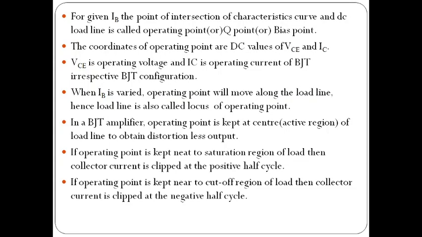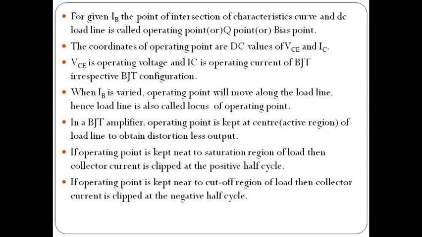In a BJT amplifier, the operating point is kept at the center of the load line. Why? Because I said three points, P, Q, R. P is closer to the saturation region, Q is the middle of the active region, and R is closer to the cutoff region. To operate the BJT as an amplifier, we must keep the transistor in the active region. So we must keep the operating point at the center of the active region of the load line. Then we can obtain the distortionless output.